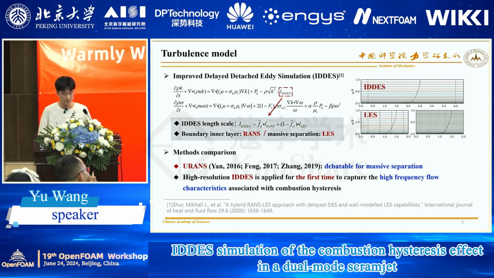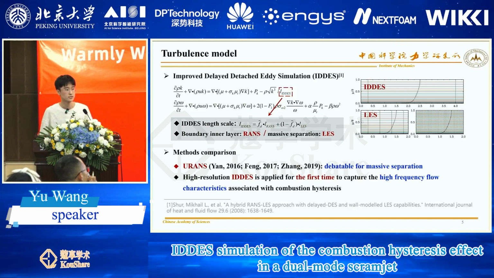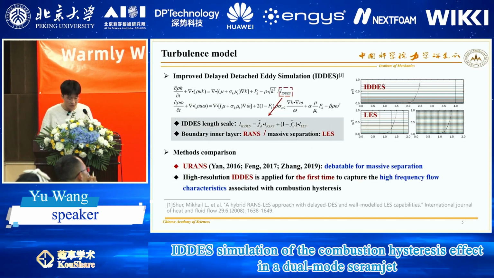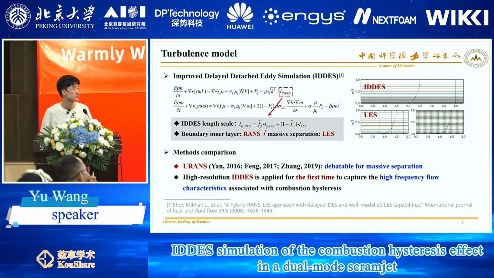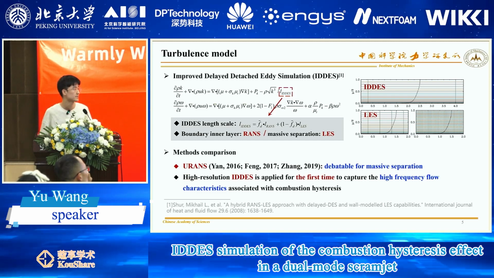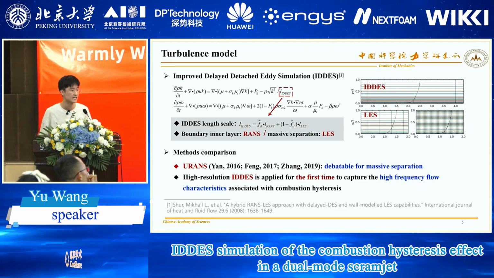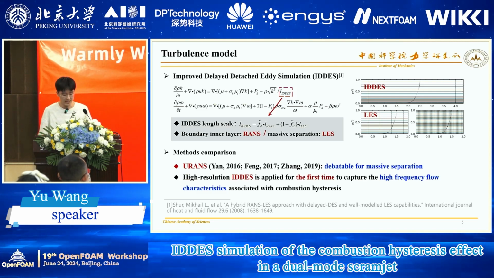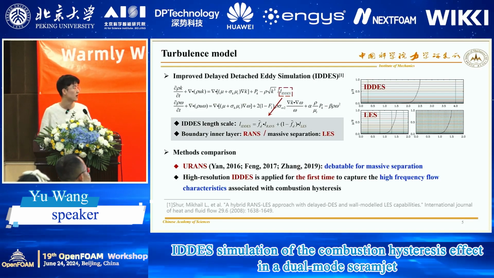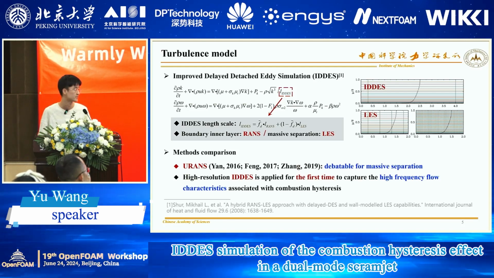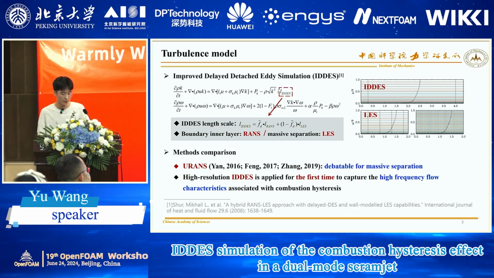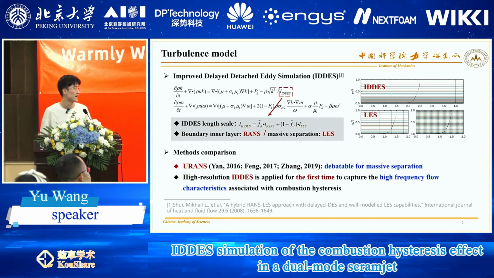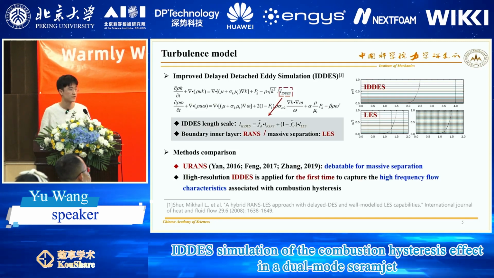As for the turbulence model, the IDDES strategy with a two-equation k-omega SST model is applied. In the boundary inner layer, a RANS-type equation is adopted, then it switches to LES in massive separation by means of the IDDES length scale. In previous studies, the URANS strategy is mainly applied to save the nearly unacceptable computational cost for hysteresis. But whether this method is suitable for flows with massive separation is debatable. Thus, in this study, we applied the high-resolution IDDES strategy for the first time in the literature.